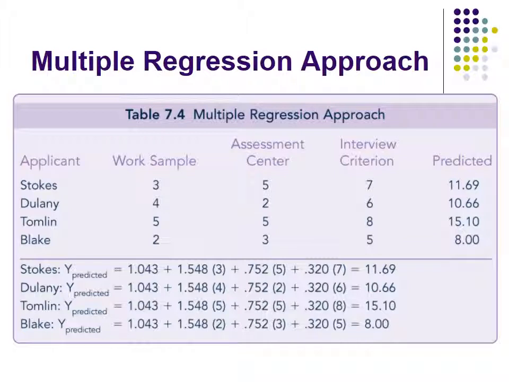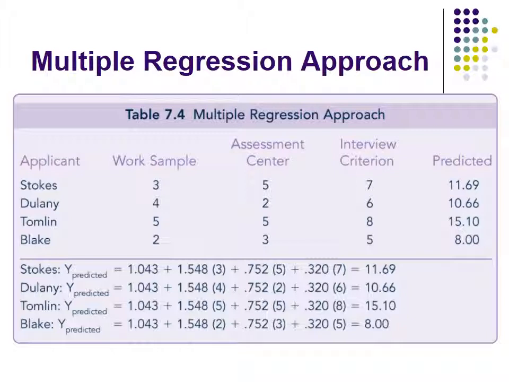Notice that this regression equation, the actual numbers, the base number, the 1.043, and the actual values for each of the tests, the work samples test, 1.548, assessment centers, 0.752, and interview, 0.320, are the same for every single applicant. The only thing that changes is their scores on those 3 tests. And in this case, we find that Tomlin is the person that's rated highest, a 15.10. That's who we should hire.